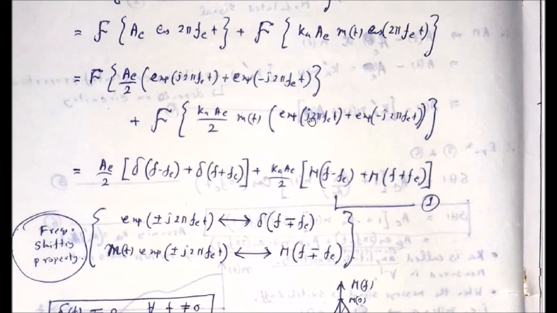And for this term here, if you apply this frequency shifting property, shift of the frequency domain property, you will obtain, this whole thing is coming out of the operation, and it should be capital M of f minus fc plus capital M of f plus fc. These two are actually shifted versions of the message signal in the frequency domain, okay. This should be centered at the positive carrier frequency, this should be centered at the negative carrier frequency.